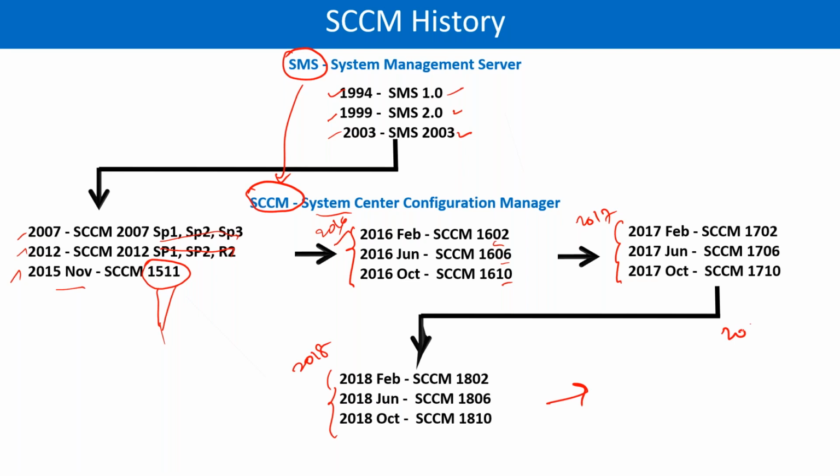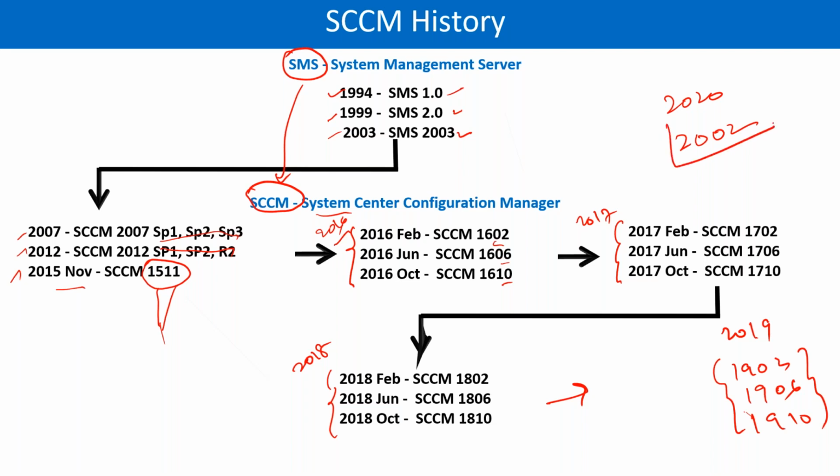Now in the year 2019, 1902, 1906, and in October 1910. These three versions released in the year 2019. And in the year 2020, this year, they have released 2002 so far. 2006 is going to be released anytime now. 2002 is the latest and greatest version of SCCM. It's the most latest one.